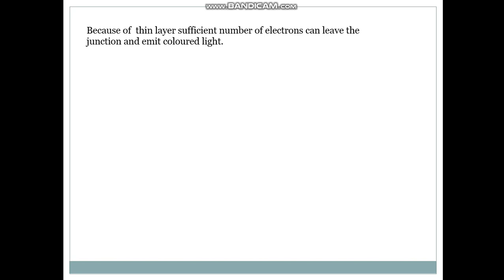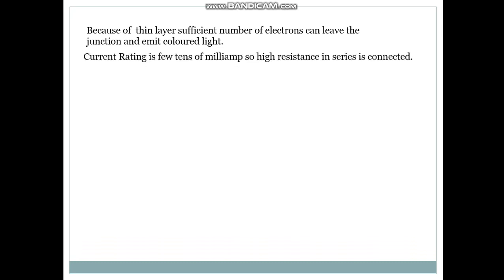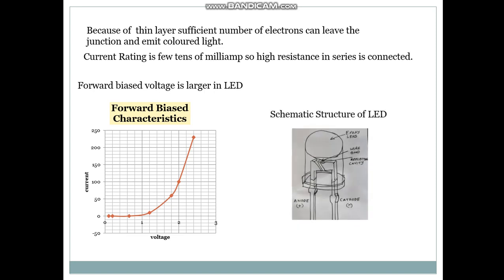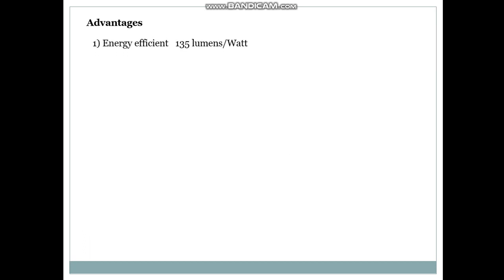Because of the thin layer, a sufficient number of electrons can leave the junction and emit colored light. Current rating is a few tens of milliamps, so a high resistance in series is connected. Forward bias voltage is larger in an LED. As you can see from the graph, it is more than one. This is the schematic structure of the LED: the epoxy lens, the wire bond, reflecting cavity, the anode and the cathode.